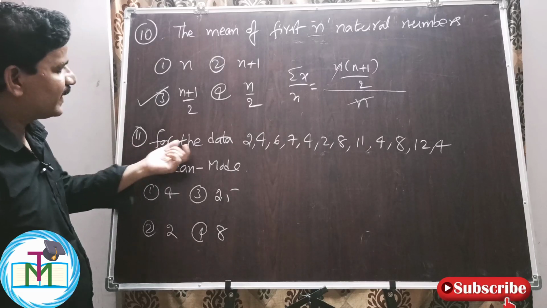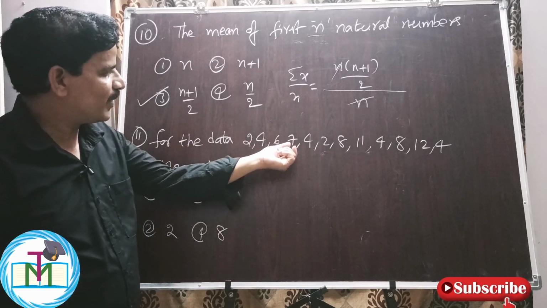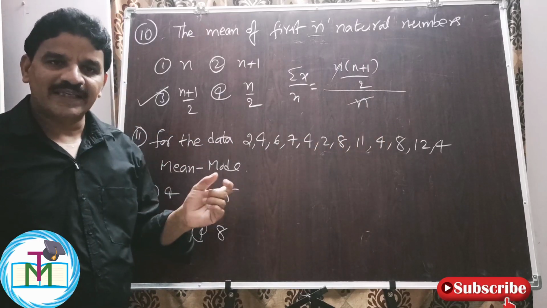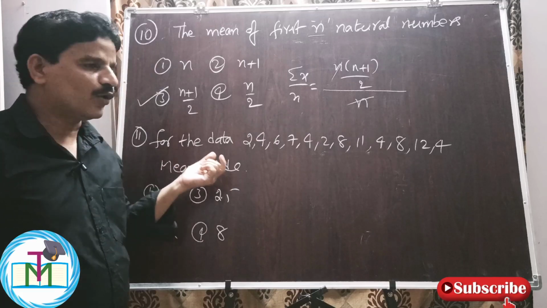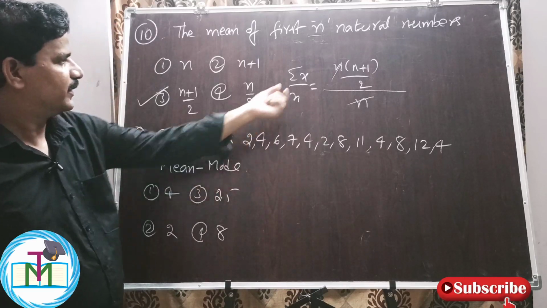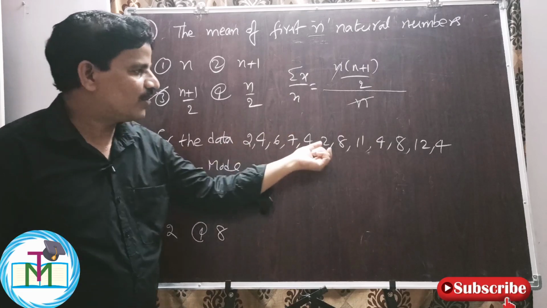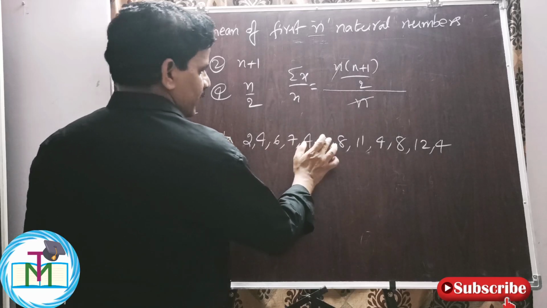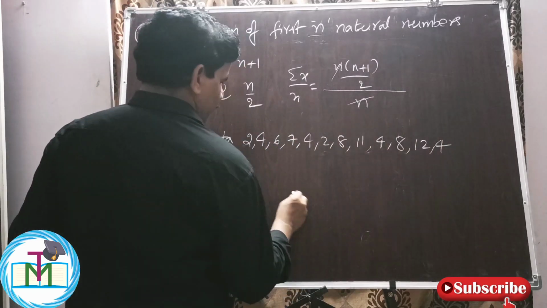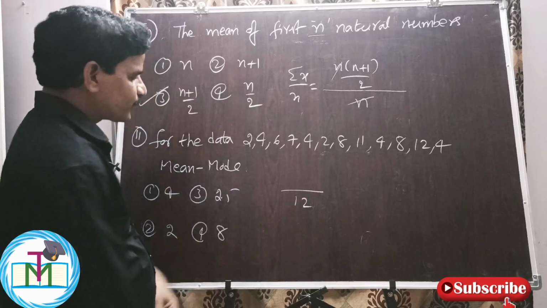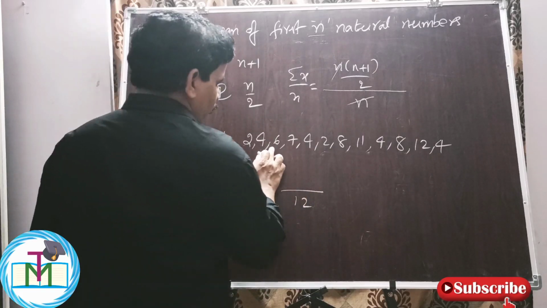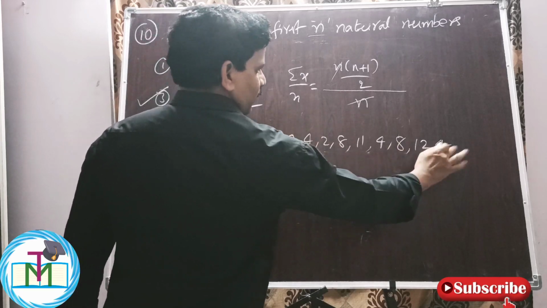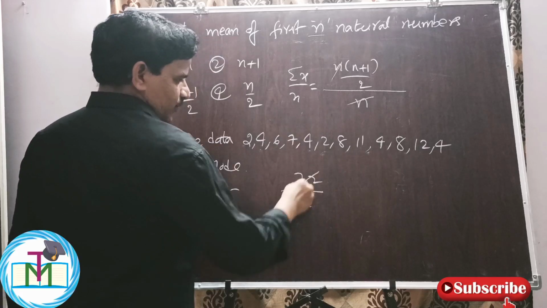Question number 11. For the data 2, 4, 6, 7, 4, and so on, mean minus mode, means here we have to calculate both mean and mode. What is mean? Sigma x by n, sum of all the values divided by the total number of values. How many values are there here? 1, 2, 3, 4, 5, 6, 7, 8, 9, 10, 11, 12. What is its sum? 2 plus 4 is 6, 6 plus 6 is 12, 12 plus 7 is 19, 19 plus 4 is 23, 23 plus 10 is 33, and so on, the total is 72, which divided by 12 goes 6 times.